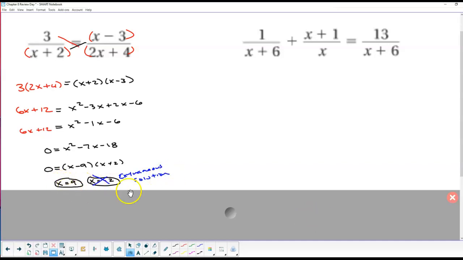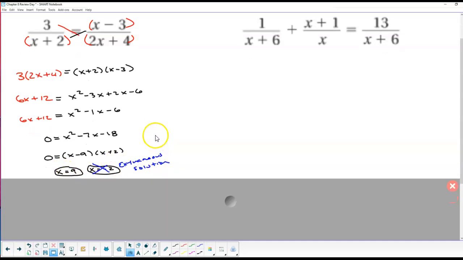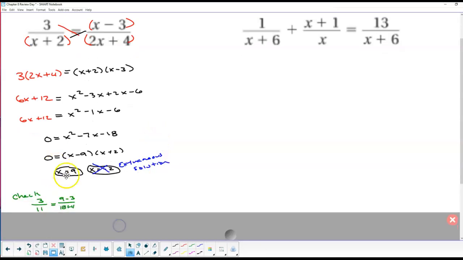But that doesn't tell me that 9 does or does not work, so I have to check. So I'm going to take 9. I kind of did some work in my head. 3 over 9 plus 2 is 3/11.